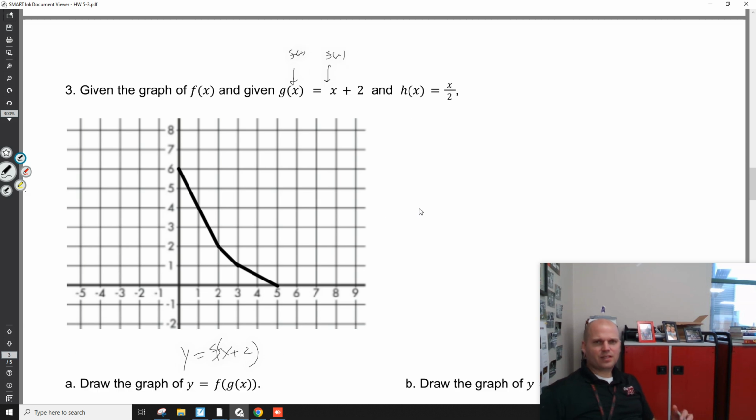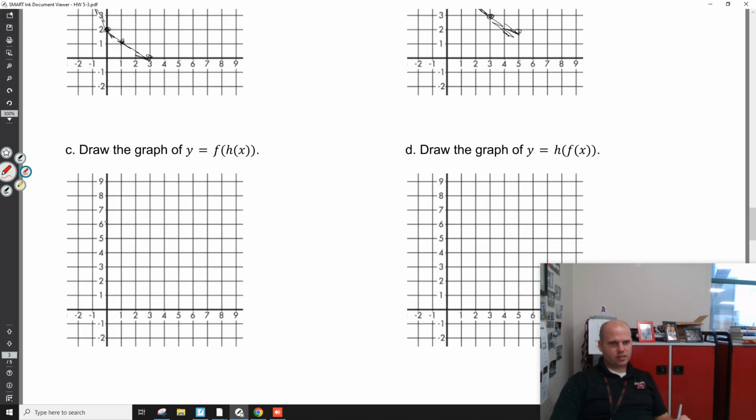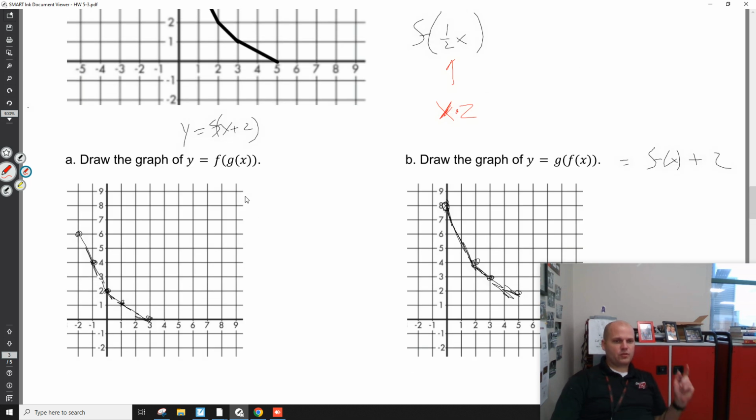f of h of x. Okay. So that becomes f of x over 2, which is the same as f of 1 half x. What happens here? This is a horizontal dilation. Take your x's, multiply them by 2. Horizontal dilation by a factor of 2. 0, 6 stays 0, 6. 2, 2 becomes 4, 2.